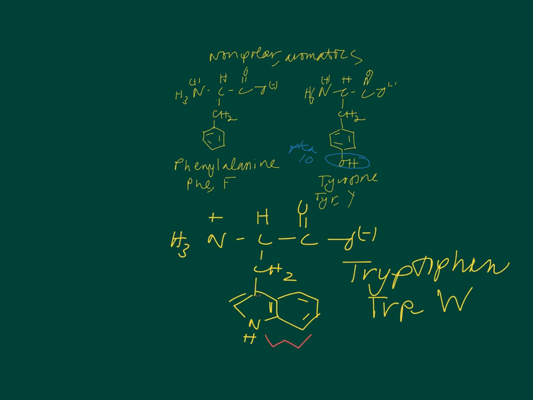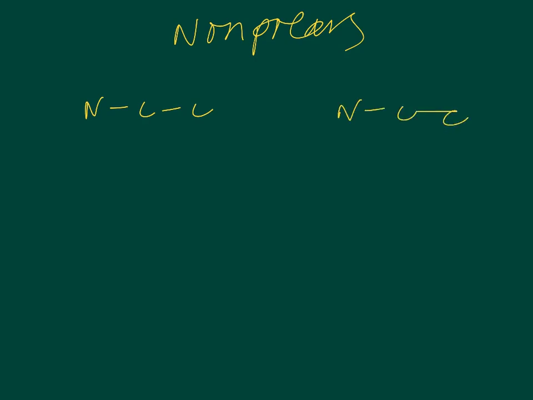We have 2 more nonpolars to do, and we'll do this on a new page. So these are our last 2 nonpolars. Again, like I said, there's 2 of them. NCC, NH3 plus, H, double bond O, O minus. The first one is methionine. This is one of 2 amino acids that have a sulfur in them.